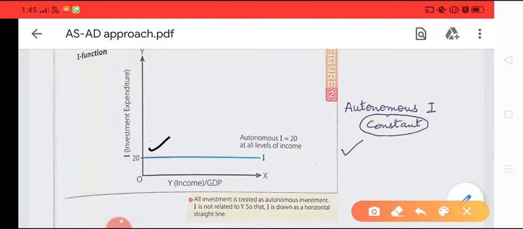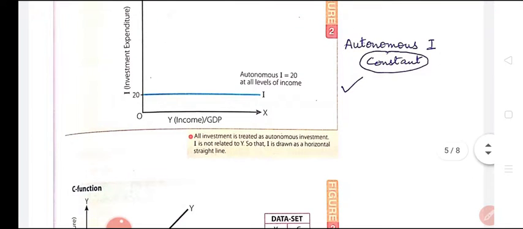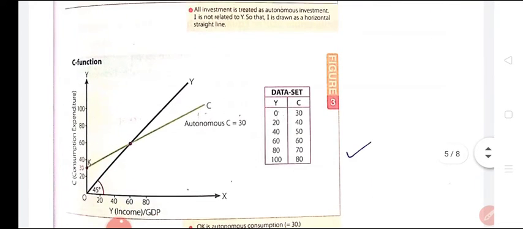If income increases, it goes on increasing. Producer does not increase the production, since does not increase the technology, and does not purchase more machinery, since this is a short time period. So investment is assumed to be constant at 20. So whatever be the income, investment is going to remain constant. Therefore, this I curve is parallel to x axis because the investment is considered to be autonomous.